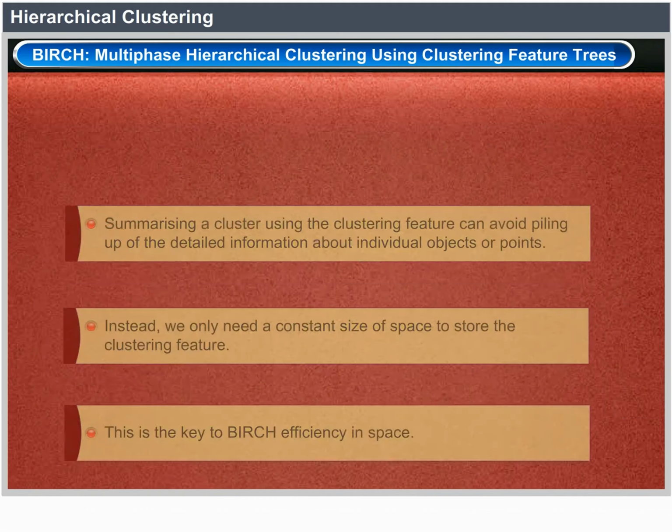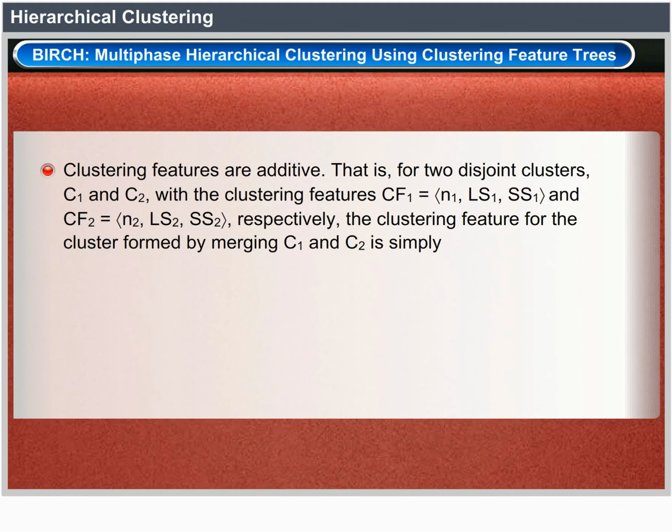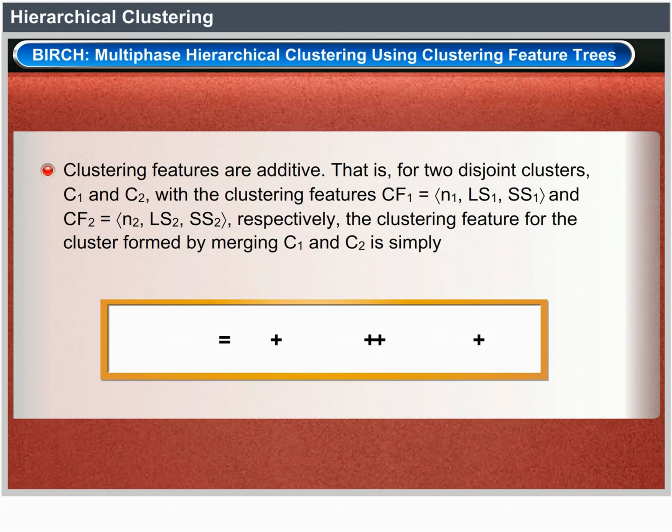Clustering features are additive. That is, for two disjoint clusters, C1 and C2, with the clustering feature CF1 = <N1, LS1, SS1> and CF2 = <N2, LS2, SS2>, respectively, the clustering feature for the cluster formed by merging C1 and C2 is simply CF1 + CF2 = <N1 + N2, LS1 + LS2, SS1 + SS2>.